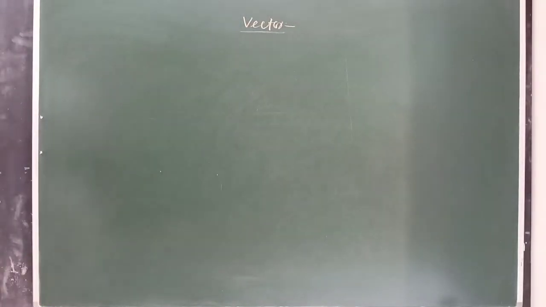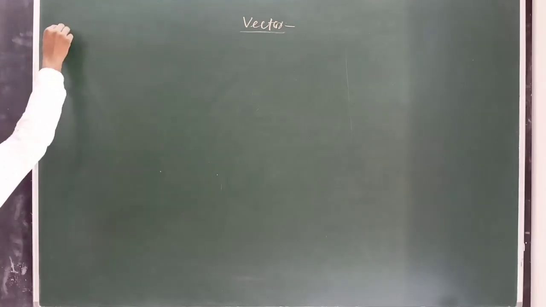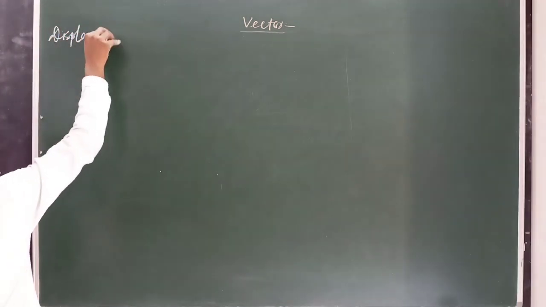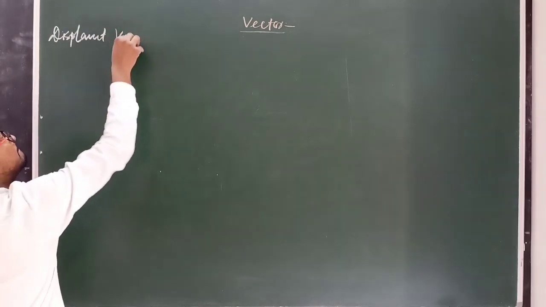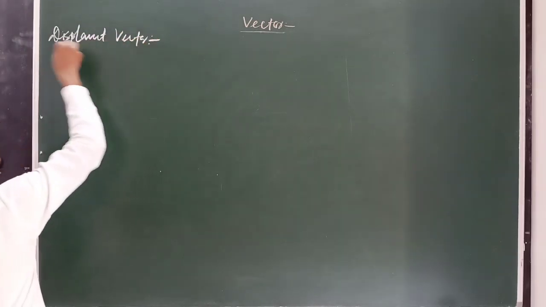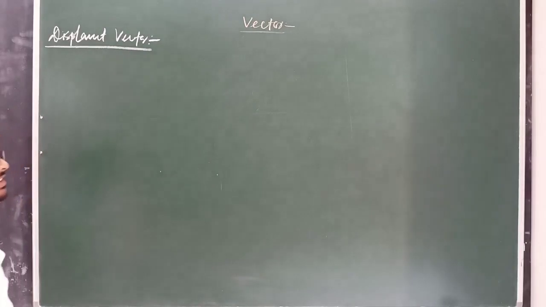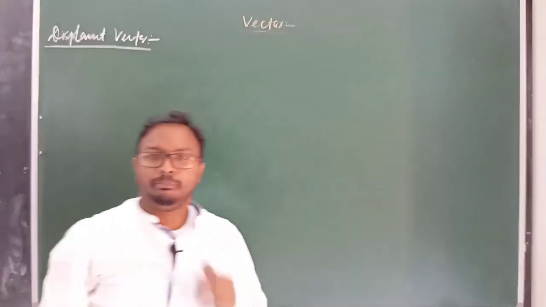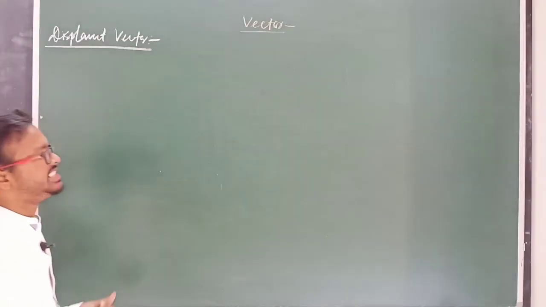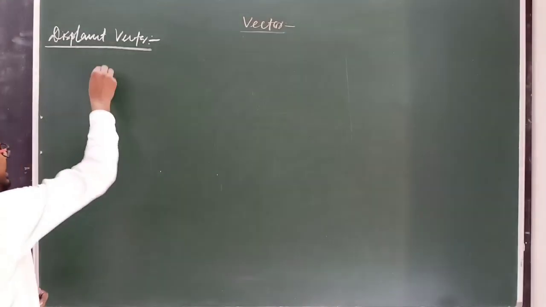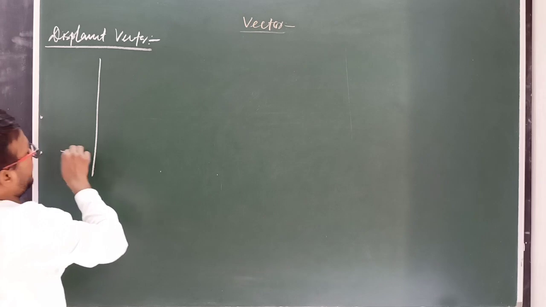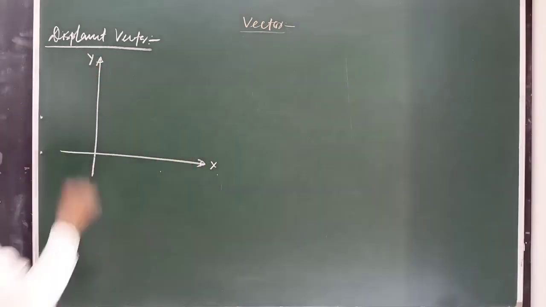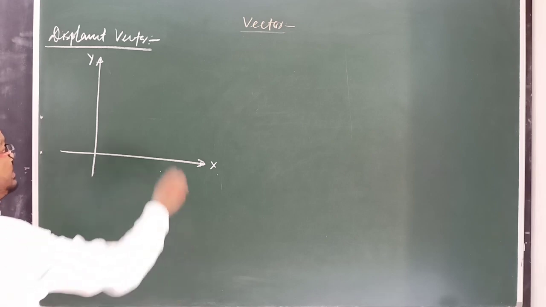Now let's start. Displacement vector. So what is displacement? Actually, displacement is the shortest distance or shortest path between two points, or you can say the initial and final point. Suppose in the two-dimensional case, here is the x axis and this is your y axis. Clear? And there are two points.